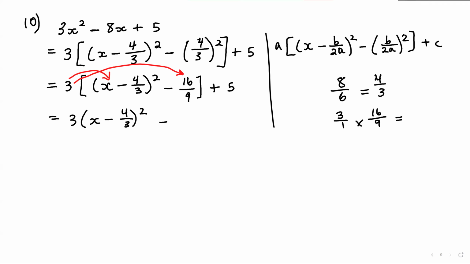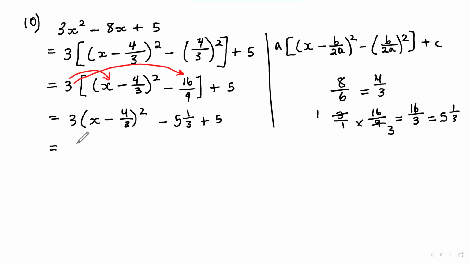Okay, well, let's work it out manually. 3 over 1 times 16 over 9. 3 into 3, 1. 3 into 9, 3. So this will be 1 times 16 is 16, 1 times 3 is 3. So this is 5 and 1/3. So minus 5 and 1/3 plus 5.